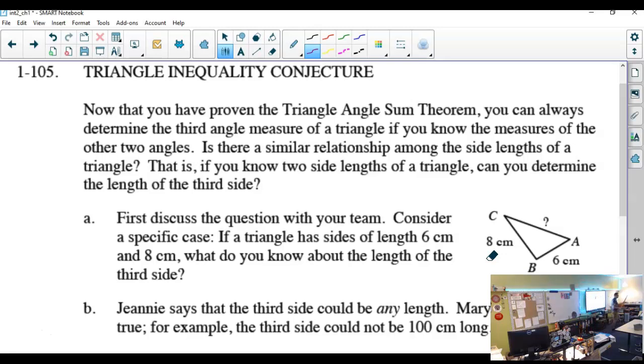So let's imagine this is 8 and this is 6, right? Is this a triangle? No. Okay, even though it's not a triangle, can we figure out what this is?